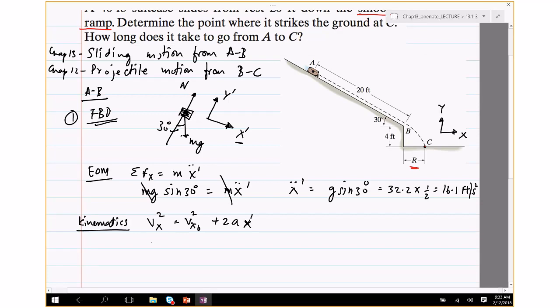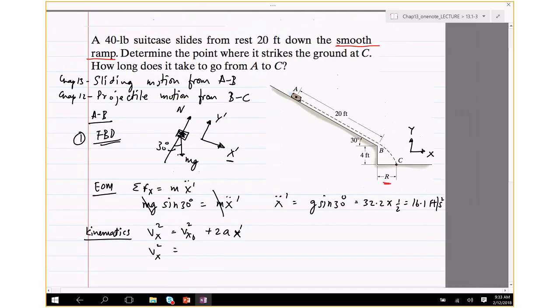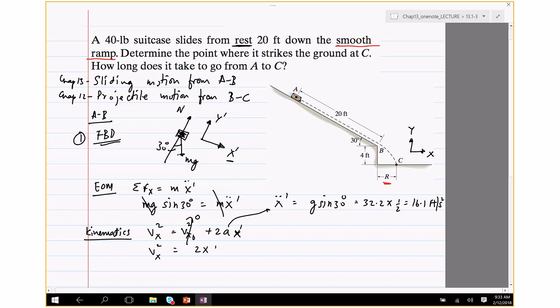So Vb squared is unknown. It slides from rest, that's given to you, so the initial velocity is 0. The acceleration is what we computed here. It's 16.1, and the distance is 20. So Vb, if you do the math on that, comes out to be 25.37 feet per second. Okay, so that gives me the velocity at B.